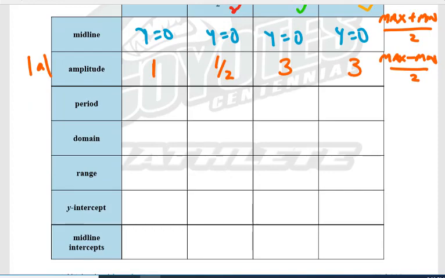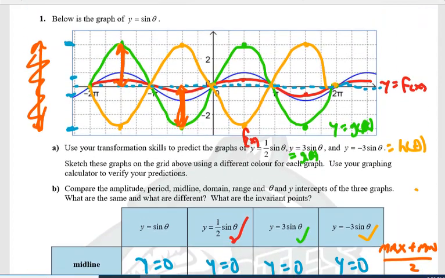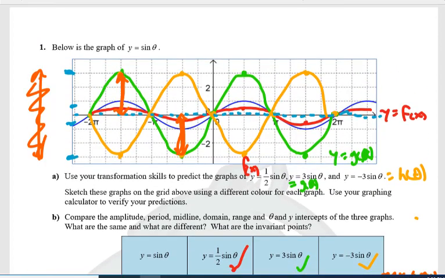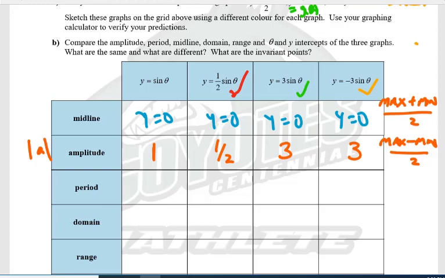The period, how long does it take for one full cycle? So if we're looking at the period of this, how long does it take to go through one full cycle? That is all the way up and all the way down. In all three of these graphs, that period ends up being the same. To go from 0, it goes up to a maximum, goes back down to a minimum, and comes back up. And that has a period of 2 pi.